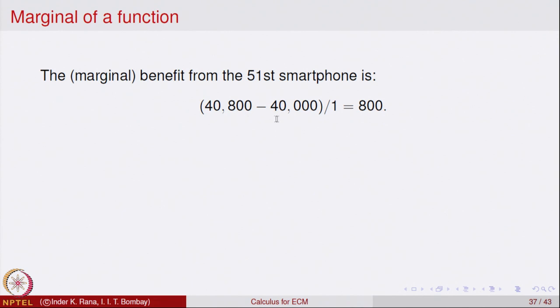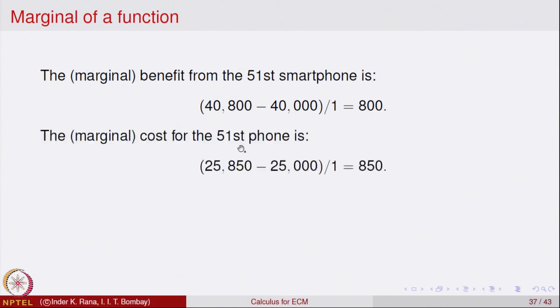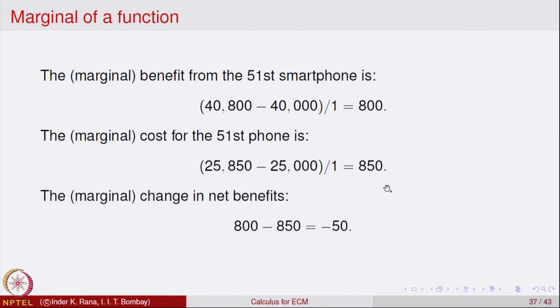40,800, that is what they are getting, minus 40,000. So, the total will be 800. That is the marginal benefit they are getting. And what is the marginal cost? The cost is 25,800 minus 25,000, right. So, the marginal cost is 850. That clearly indicates that they will be at a loss of 50 rupees if they produce one more phone.